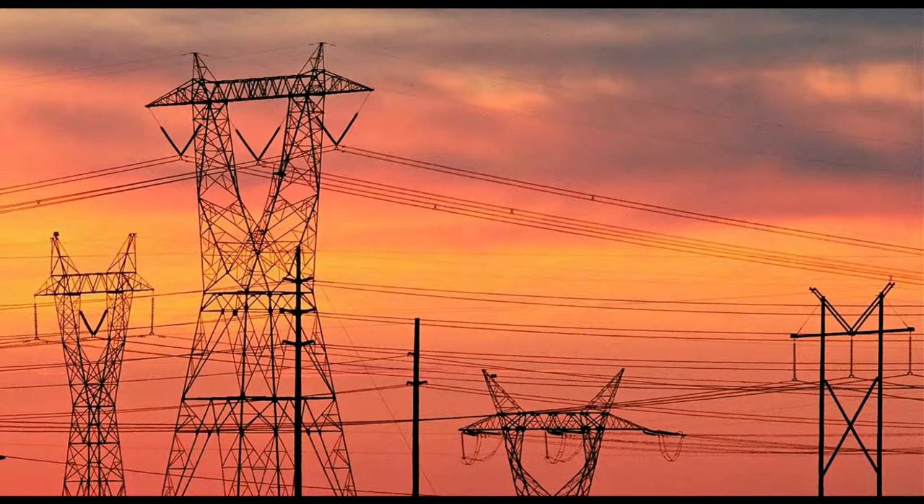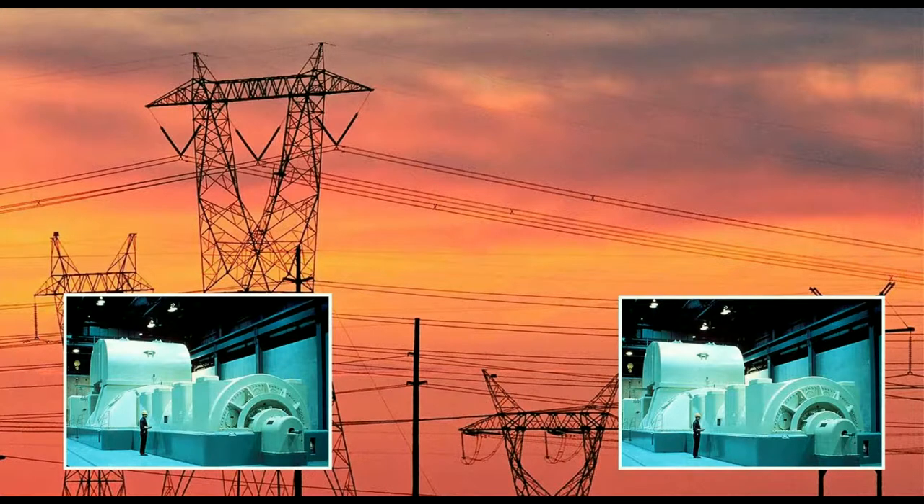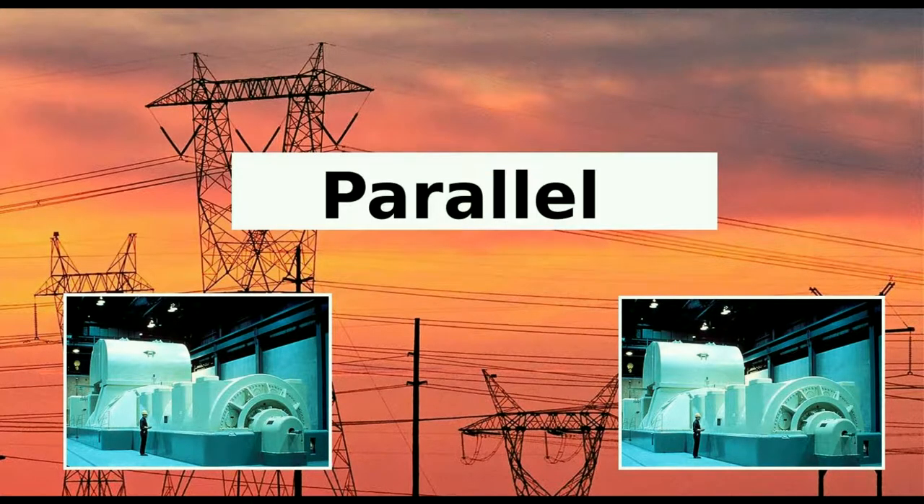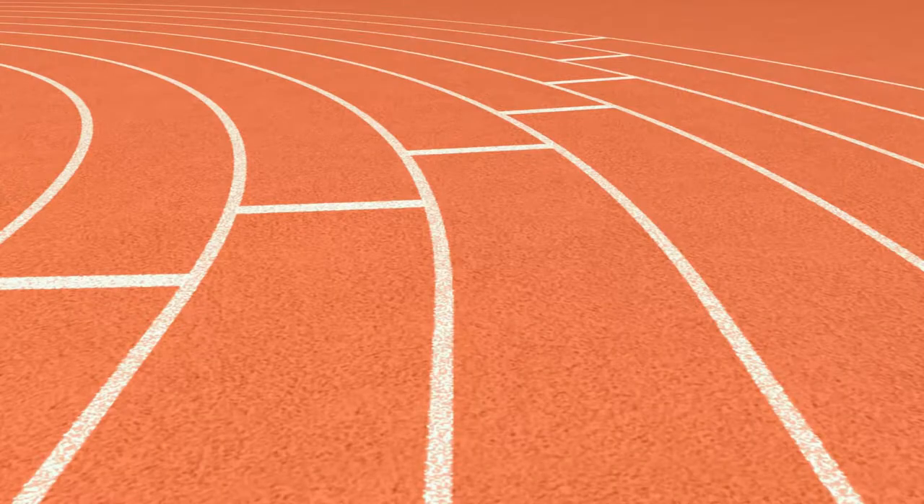It is possible to provide power to a single grid with two generators, running them in what is called parallel. To parallel two generators, we need to make sure that they run at the same speed and at the same phase angle. To better understand how this works, let's consider a running track.